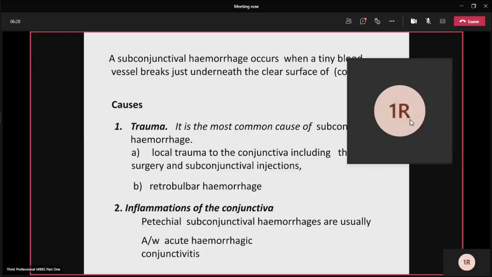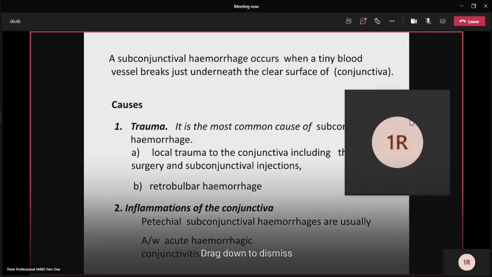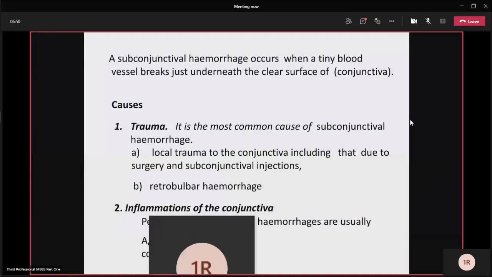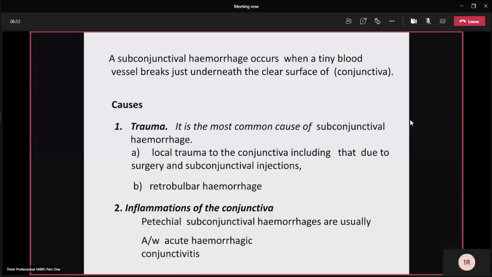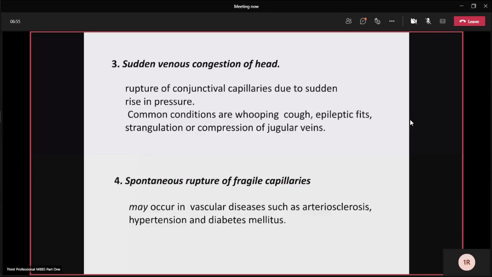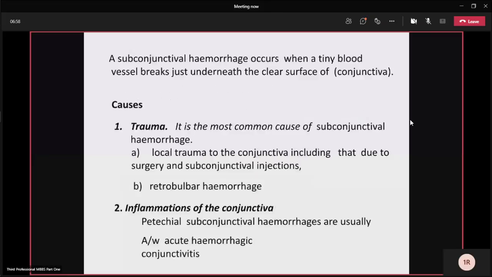There are many causes, but the most common cause is trauma, which may be iatrogenic, that is, local trauma due to surgery and subconjunctival injection when you are giving a peribulbar block or retrobulbar block. Then we can have a retrobulbar hemorrhage. When we are giving a block, blood can seep into the subconjunctival space, and it is called retrobulbar hemorrhage.